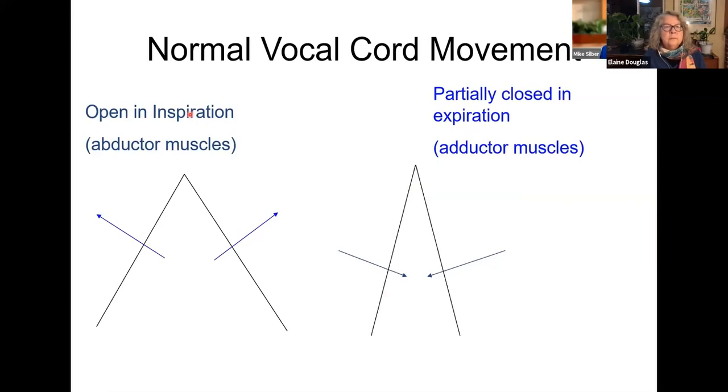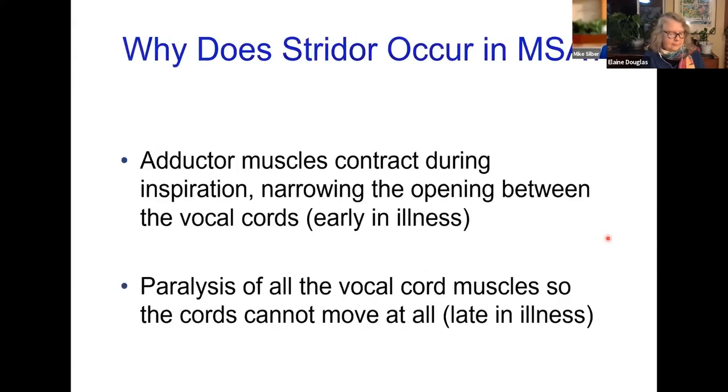Here in inspiration, when we breathe in, there are muscles which open up those vocal cords called abductor muscles. When we breathe out, they partially close, not completely. And these are the adductor or closing muscles which do it. And that's all normal. Now, what happens in stridor? Well, in stridor, in MSA, we've got, as you remember, problems in the brainstem. And it's there in the brainstem that these muscles of breathing in and breathing out are controlled, and things go wrong.